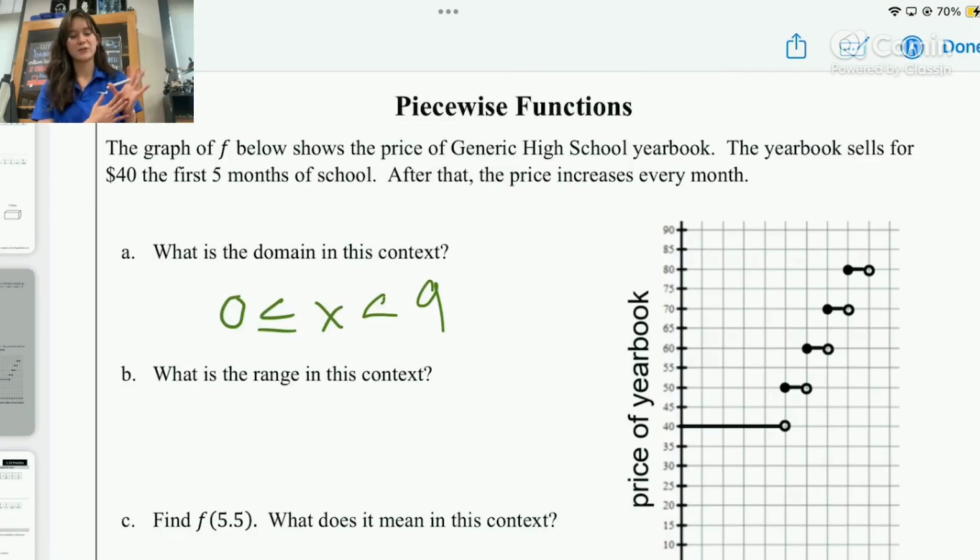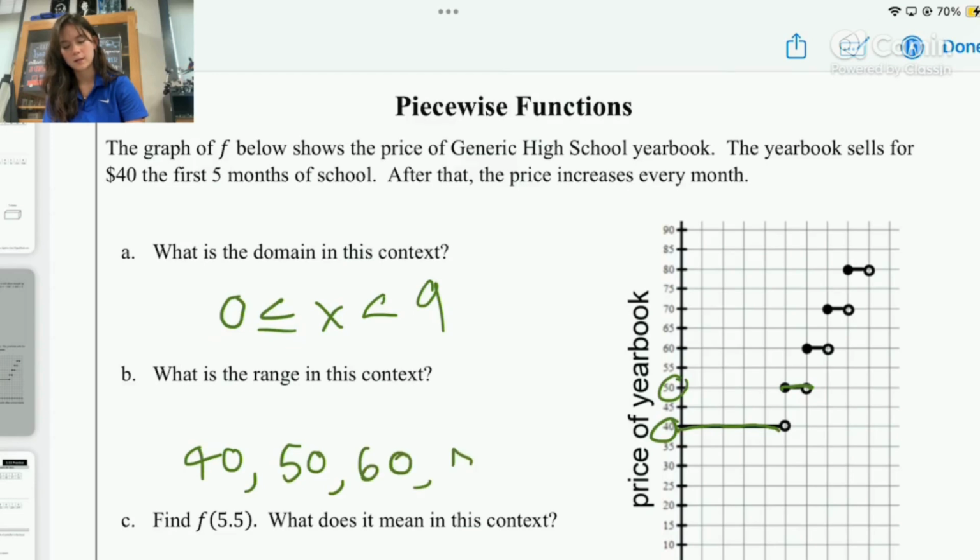Alrighty, and then the range, we would just do the separate numbers. So when you look at the y-axis, you would do 40, because that's where this line is, and then 50, because that's where this line is, but not in between because it doesn't go between points. And then you just keep going up, so it's 40, 50, 60, 70, and 80.